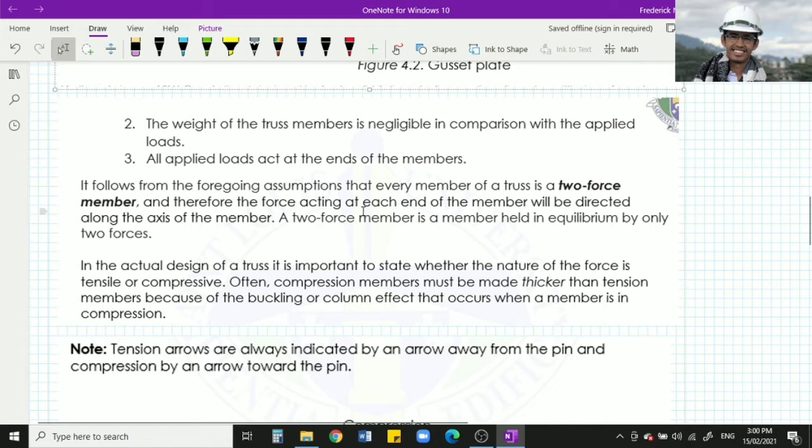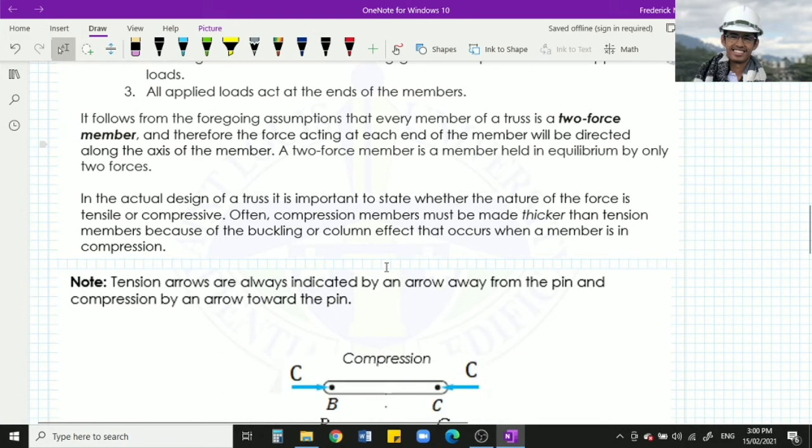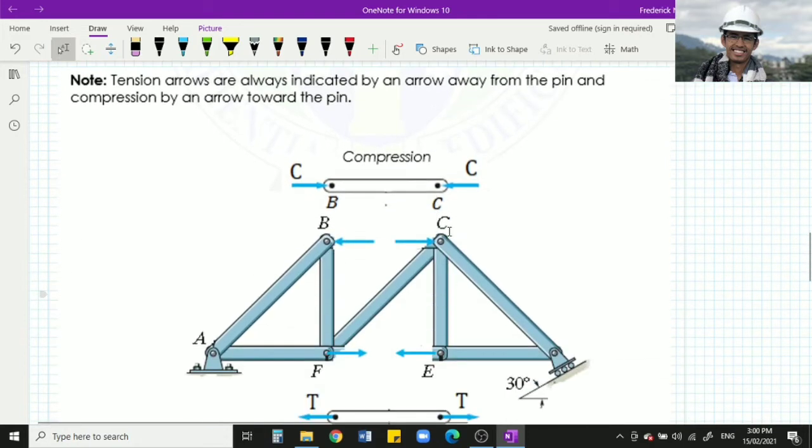And therefore, the force acting at each end of the member will be directed along the axis of the member. So a two-force member is a member held in equilibrium by only two forces. In the actual design of a truss, it is important to state whether the nature of the forces is tensile or compressive. So dalawa lang yung magiging nature ng ating force na nag-act sa ating member ng truss: it will be either compression or tension.